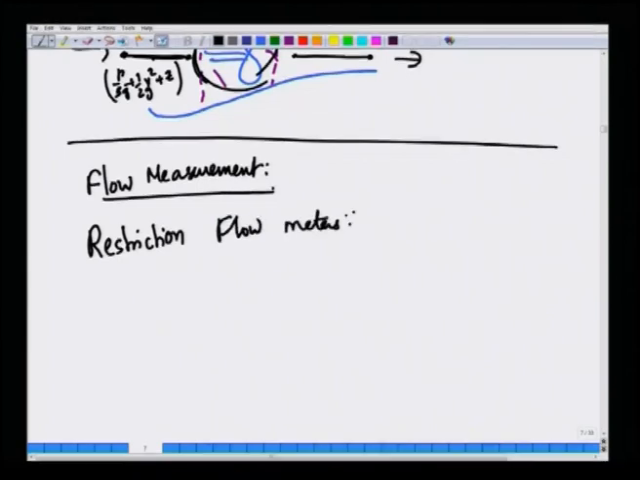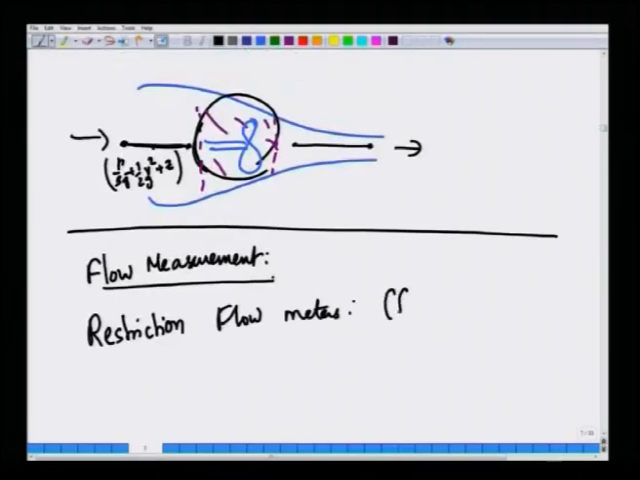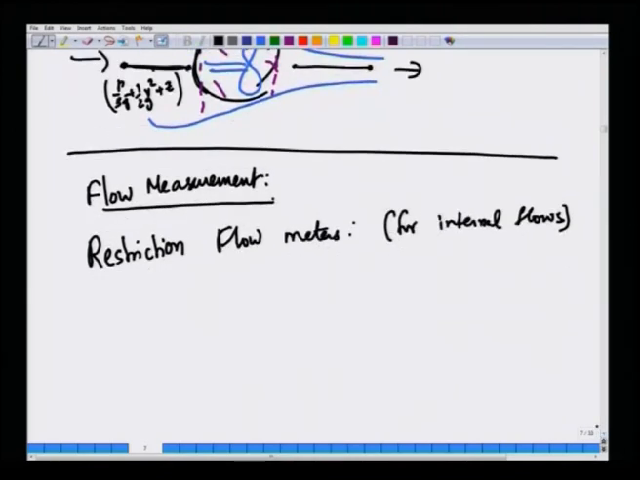Okay, for internal flows, that is, you have flow in conduits such as pipes or channels, and you want to know the flow rate that is happening inside those pipes and channels. So these flow meters look something like this. This is a general schematic where there are, of course, specific details which we will come to a little later. The general schematic is as follows.